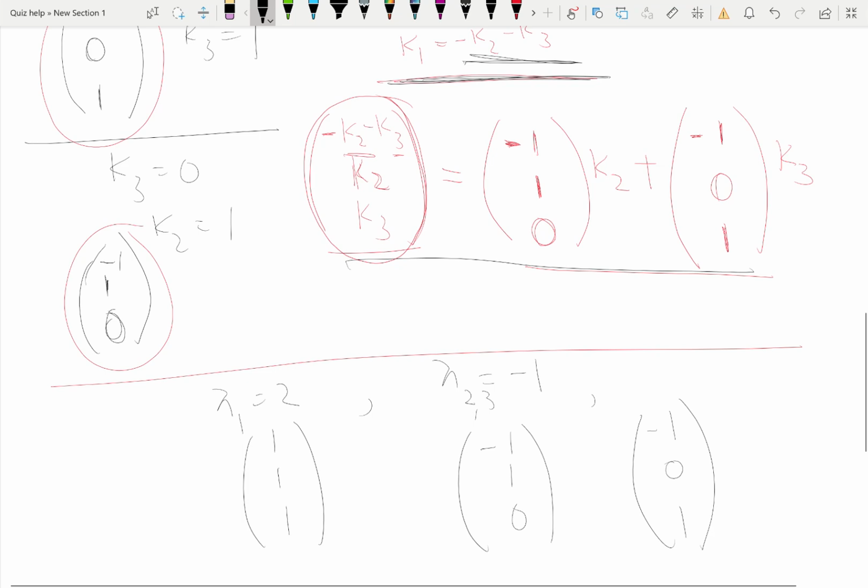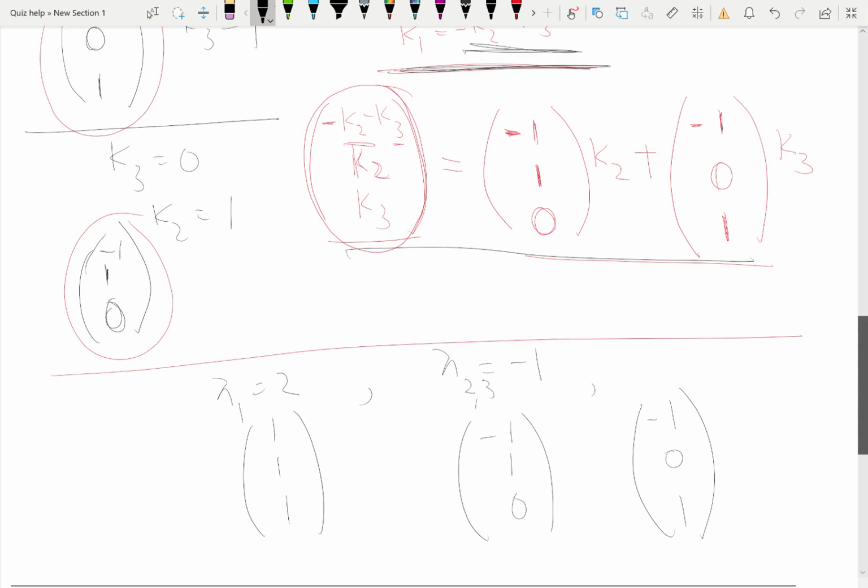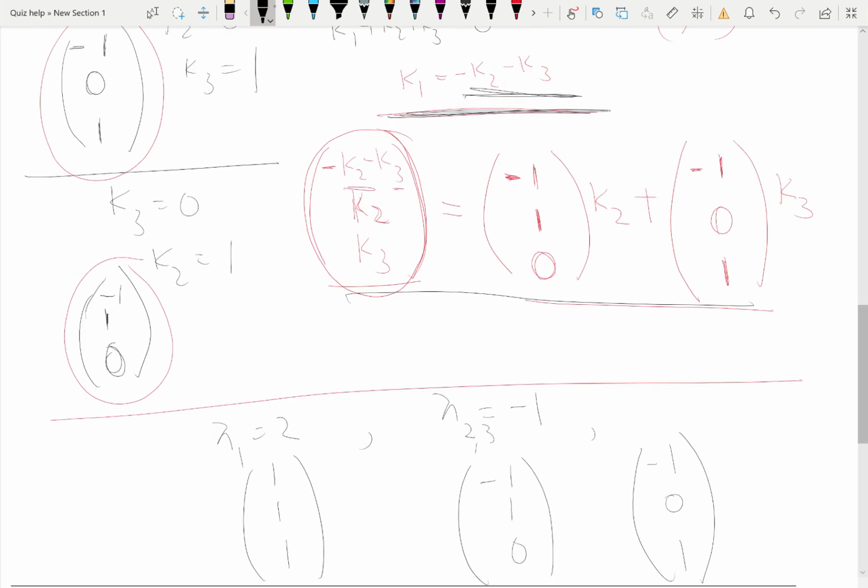The reason we were able to get two eigenvectors is that we had to make two choices here. We had to choose both K3 and K2. In previous cases, we only chose K3, then we got K2 and K1 for free. So try to see the difference, and please watch the other examples and learn.